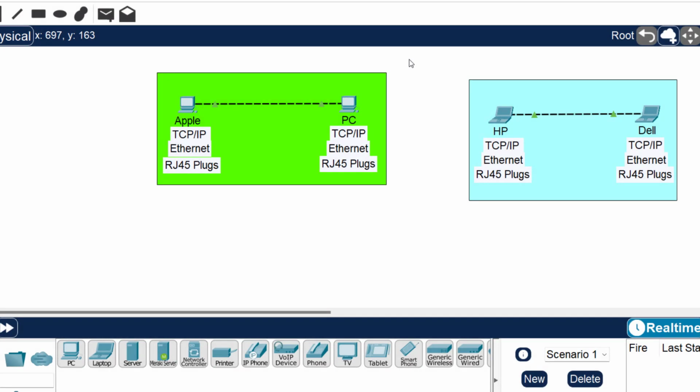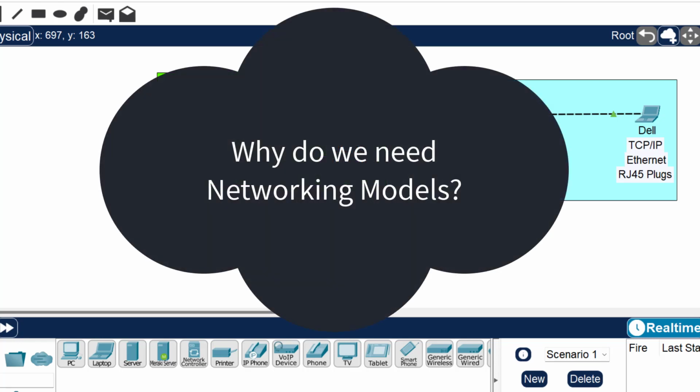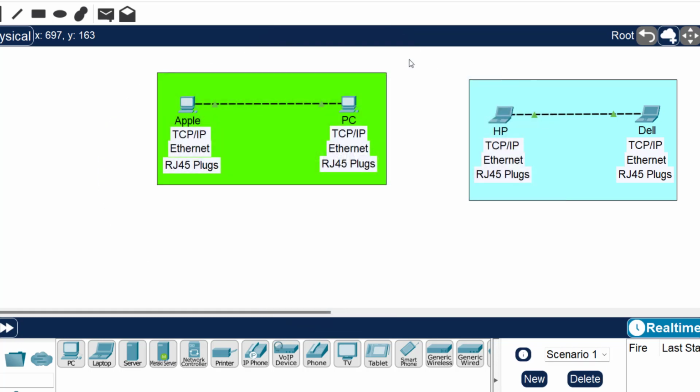In this episode, I want to answer this question for you. Why do we need networking models? That's why I have created two scenarios for you. In one of the scenarios, we have an Apple computer and we have the normal PCs from any other brand. Can these two different computers with different operating systems communicate with each other?